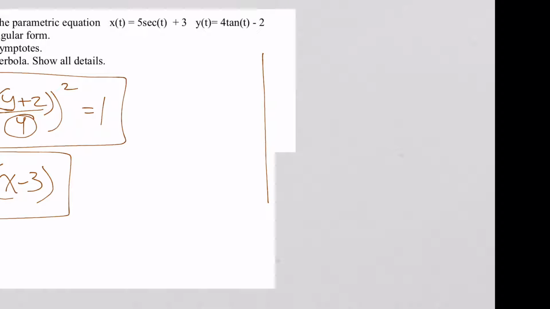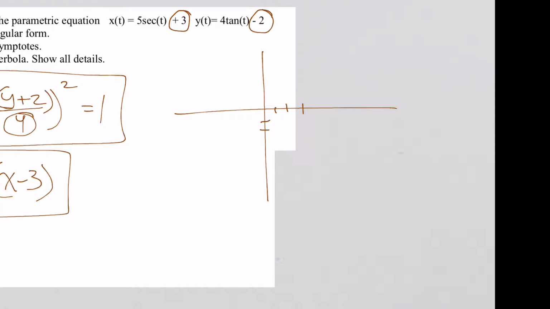So I see my x value center is 3, so 1, 2, 3. My y value center is negative 2, so 1, 2. So there's my center right there. I see a 5 with x is telling me 1, 2, 3, 4, 5. Plop. 5, 1, 2, 3, 4, 5 in both x directions. I see the 4 with the y is telling me up 4, 1, 2, 3, 4. Plop. And down 4, 1, 2, 3, 4.